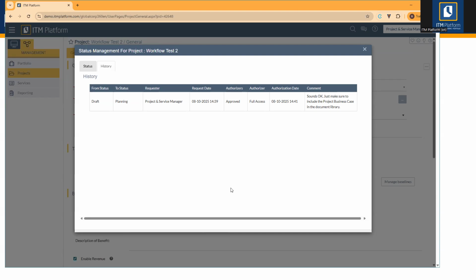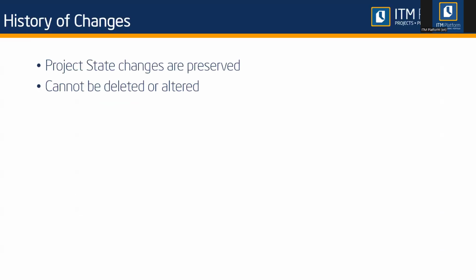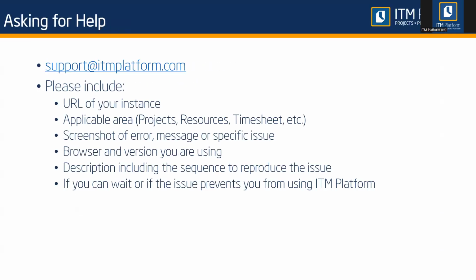All right. So that is the content of our training for today. I would like to finalize today's session as usual by remembering how to ask for help if something goes wrong inside ITM Platform. Remember, please write an email to us at support@itmplatform.com. And within this email, it would be great if you can provide us with the following. Please include the URL of your instance.